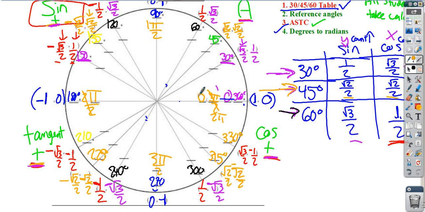So that's the unit circle. That's how you fill it in. Hopefully it makes a certain amount of sense. It does take some getting used to, but it's definitely useful to know when you're doing trig.